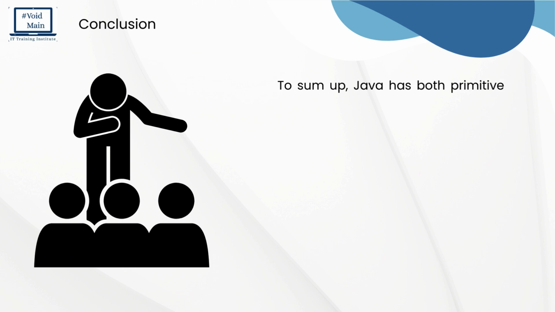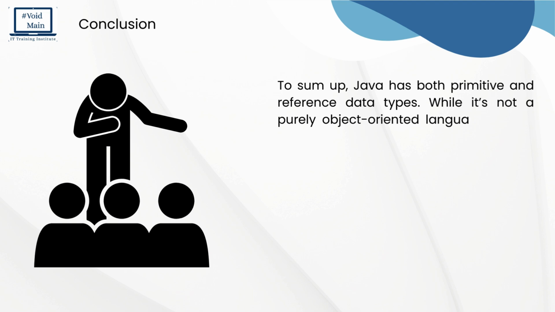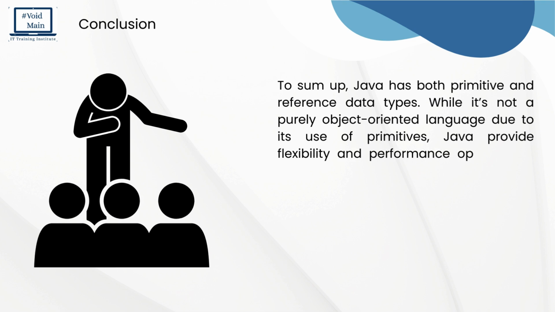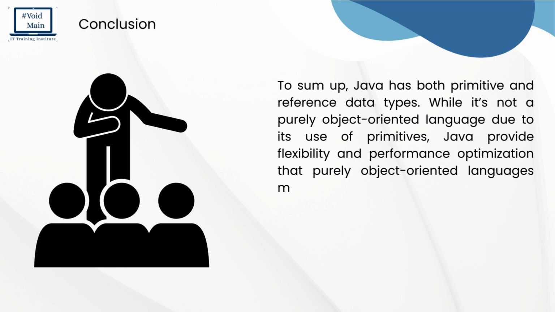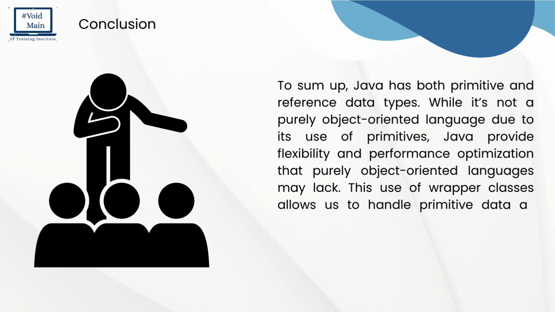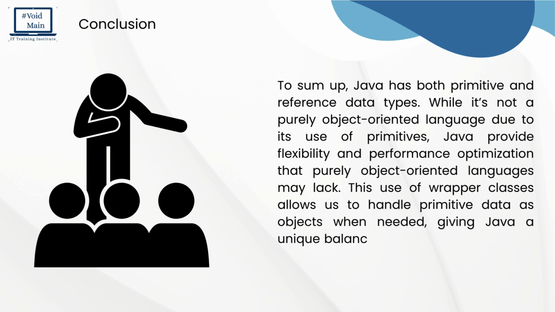To sum up, Java has both primitive and reference data types. While it's not a purely object oriented language, due to its use of primitives, Java provides flexibility and performance optimization that purely object oriented languages may lack. This use of wrapper classes allows us to handle primitive data as objects when needed, giving Java a unique balance between object oriented principles and practical performance.